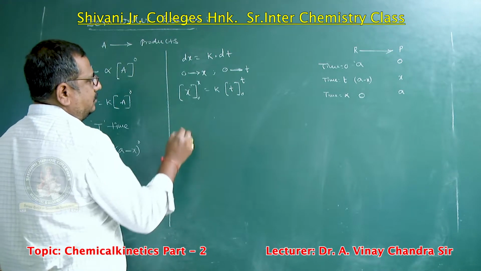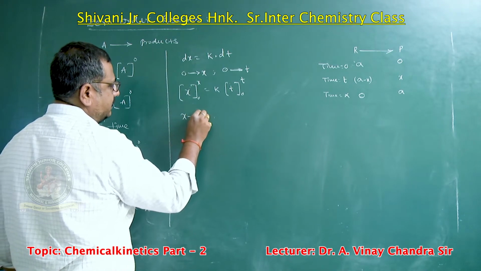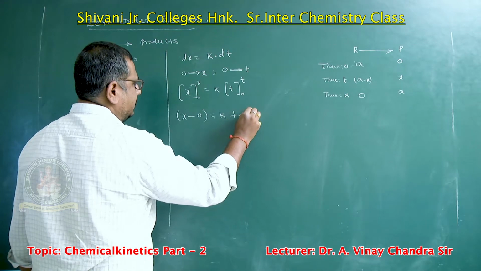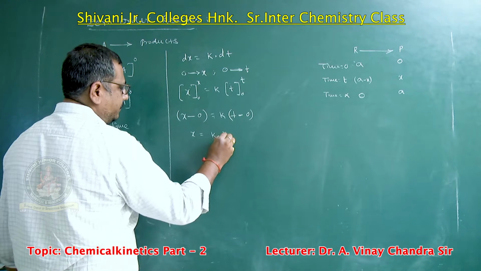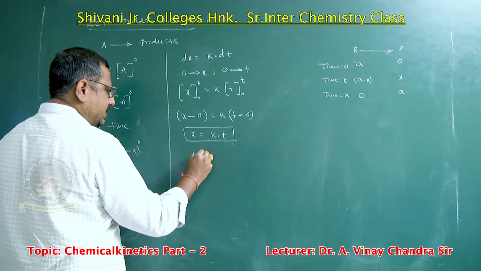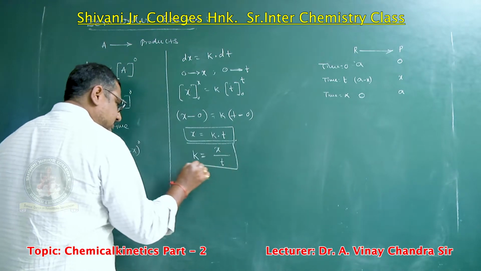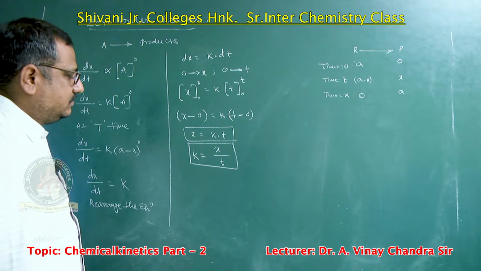Upper limit minus lower limit. That means x minus 0 is equal to K into the upper limit minus lower limit, t minus 0. So x is equal to K into t, where K is equal to x by t. This is the zero order rate equation.